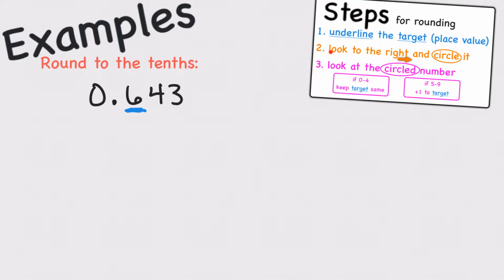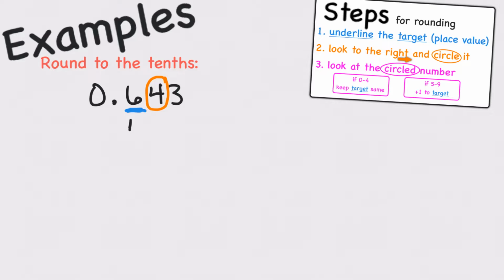Step 2 says look to the right and circle it. So we were at the underlined number. We're going to look to the right and circle it. So we need to circle the 4. Then step 3 says look at the circled number. So looking at the circled number, in this case the 4, if that number is between 0 and 4, we're going to keep the target the same. So 4 is between 0 and 4. So that means we're going to keep the target number the same.